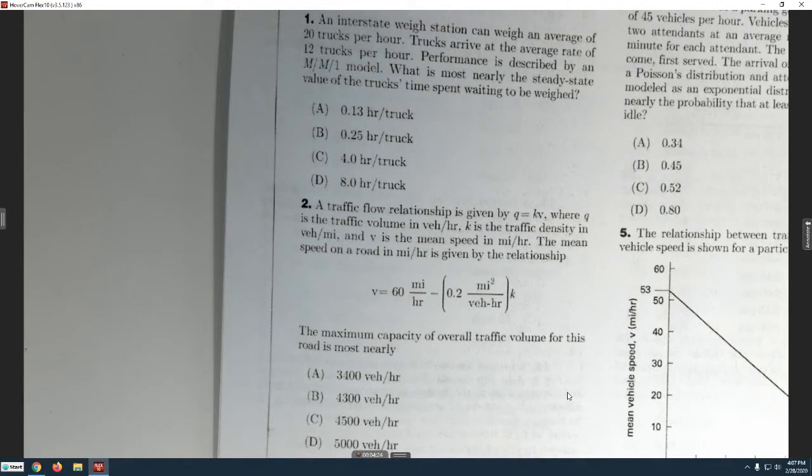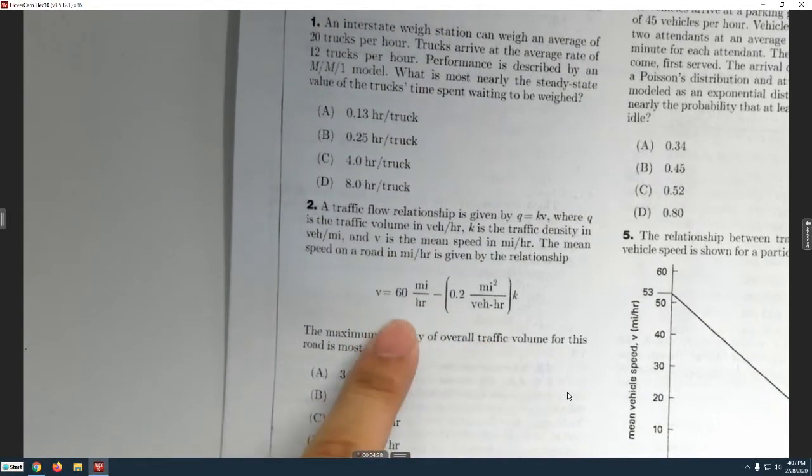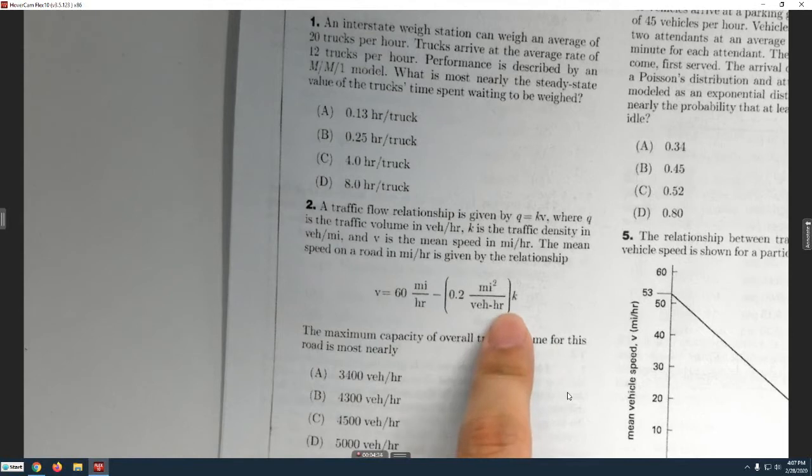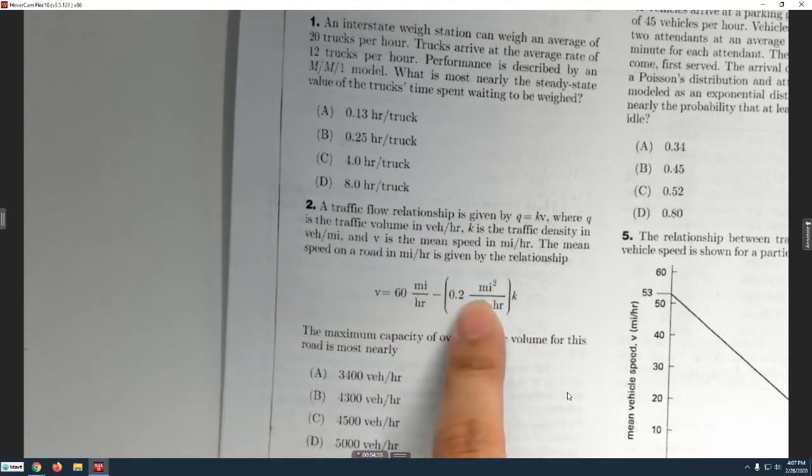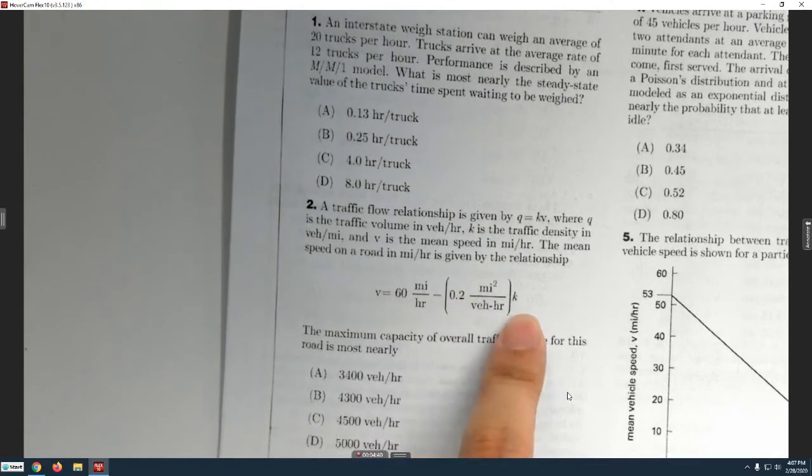For example, when it gives you the relationship between V and K like this one, that means the free flow speed is 60. And then you can also easily calculate the jam density. When V is 0, you set the equation to 0 and calculate K. K will be 300. So jam density is 300. Capacity.